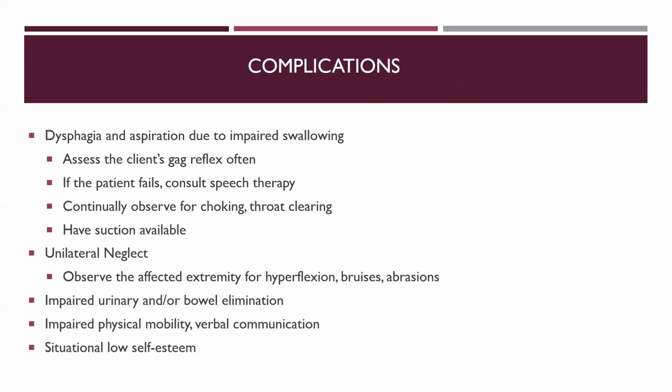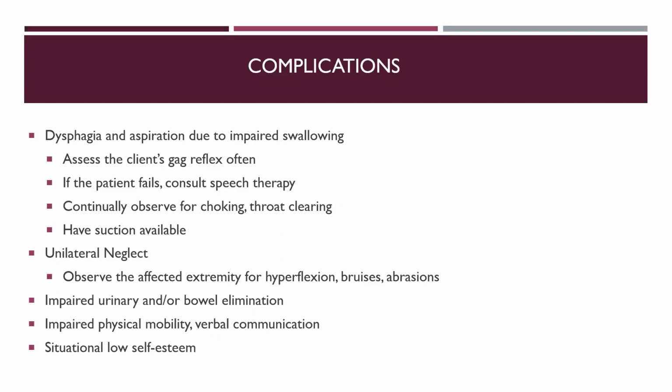So complications: dysphagia and aspiration, again, as I mentioned, due to that impaired swallowing. So making sure we're checking the gag reflex, consulting with speech therapy, and making sure that they are clearing their throat, taking a sip, swallowing multiple times to make sure that everything went down. But again, making sure that suction is available is going to be important. That unilateral neglect, making sure that the affected extremity is not being beat up.